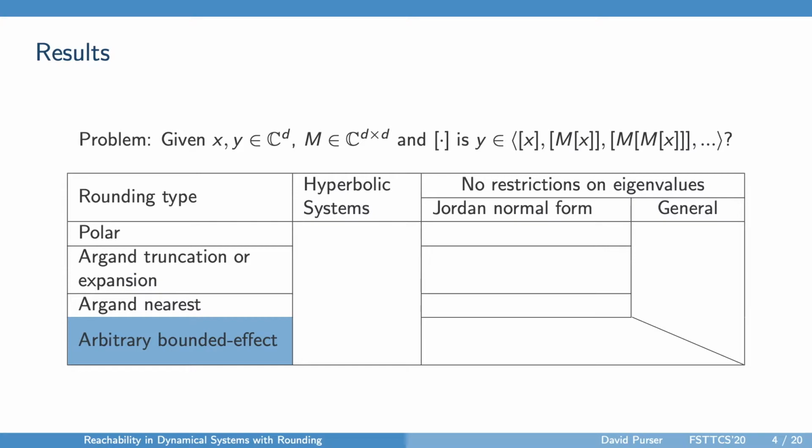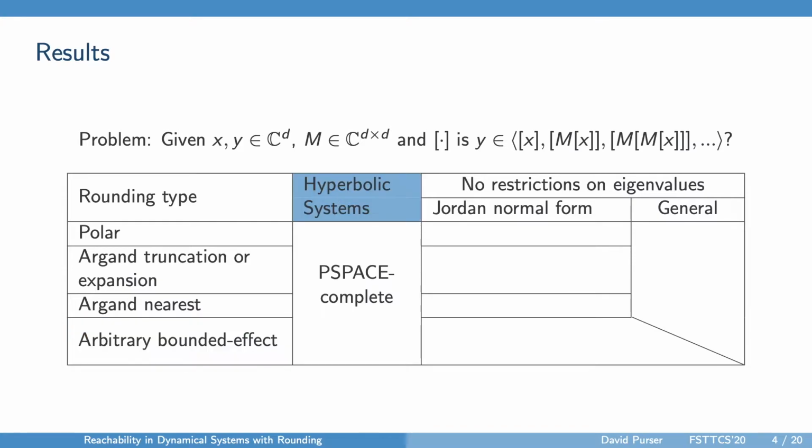However, we'll need to consider several restrictions. We start by considering different restrictions on the matrix. For hyperbolic systems, we show PSPACE-completeness. Hyperbolic systems are systems which we can show that every dimension is either expanding or contracting.